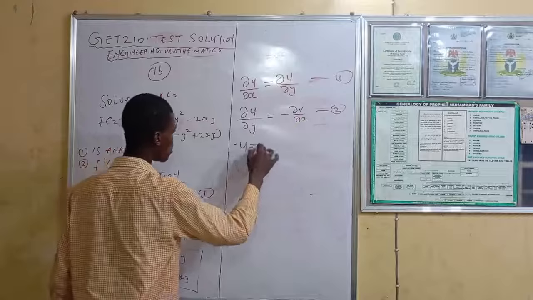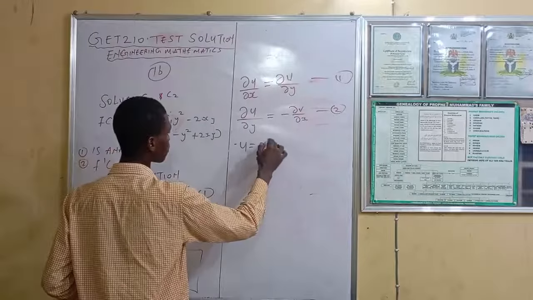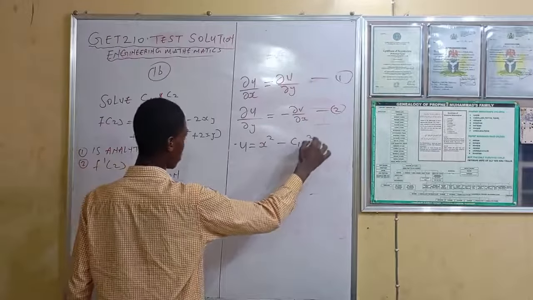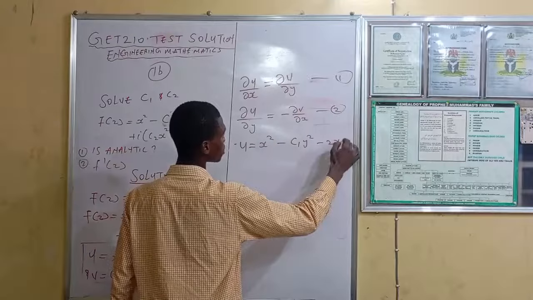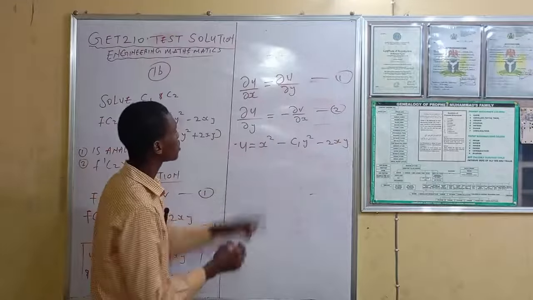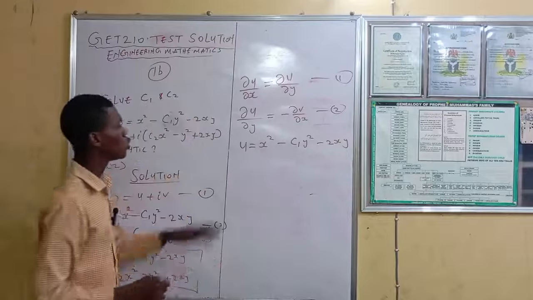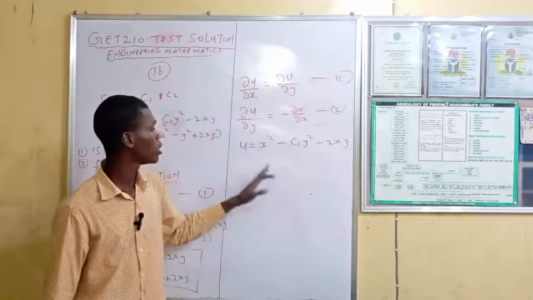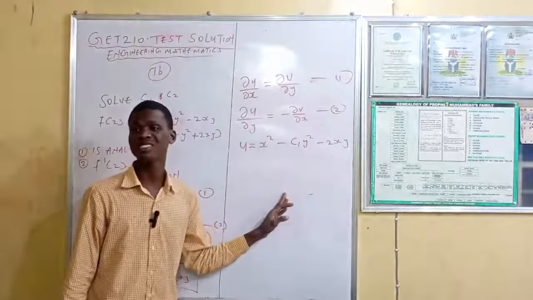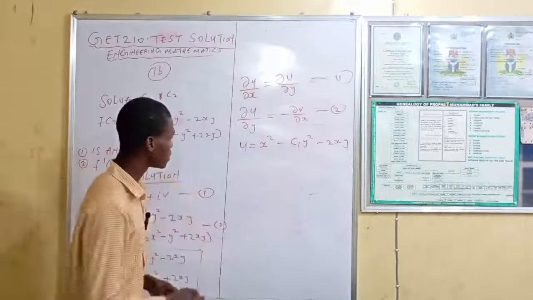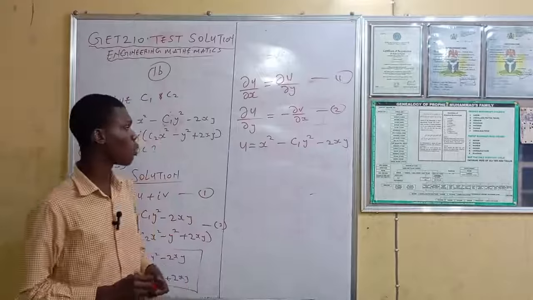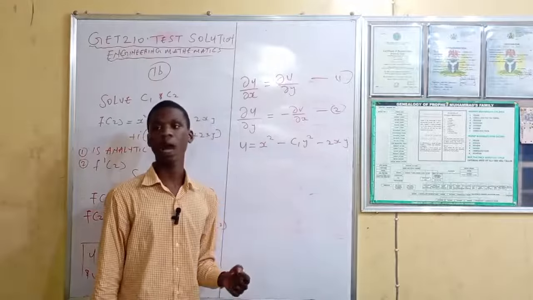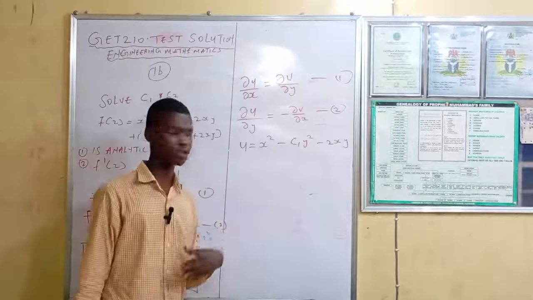And I know that u is equal to, what's the expression for u? x squared minus c1 y squared minus 2xy. What I just need to do here is to differentiate u with respect to x and differentiate u with respect to y. The only way you can do this is to recall your partial derivative. In partial derivative, first of all, why am I using partial derivative here? Let's start from that place. Why am I using partial derivative here? I'm using partial derivative because u is a function of x and y.